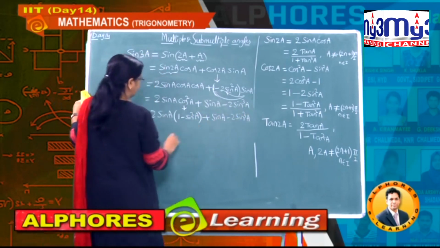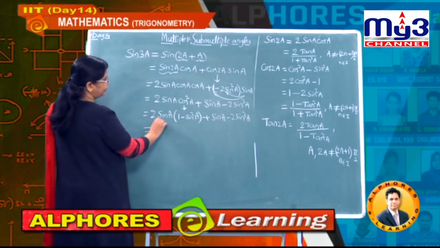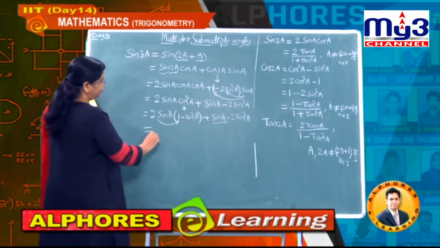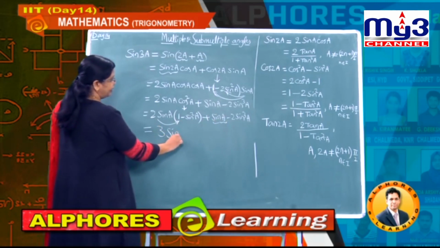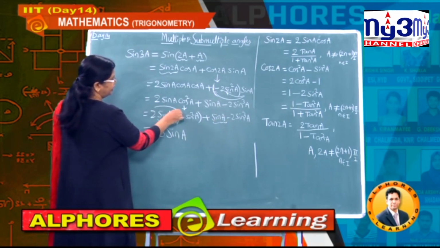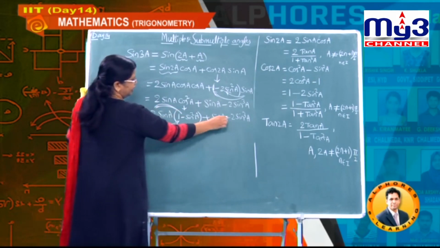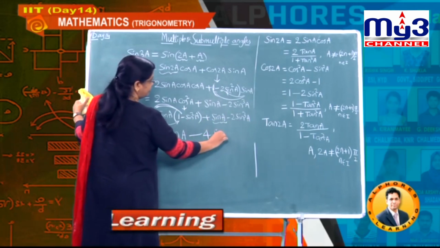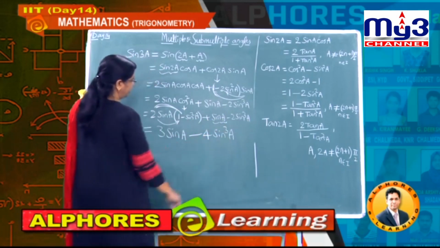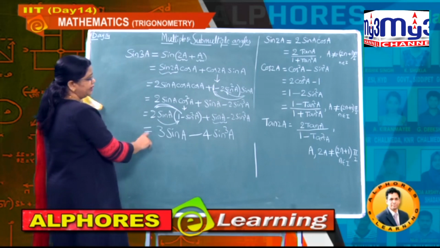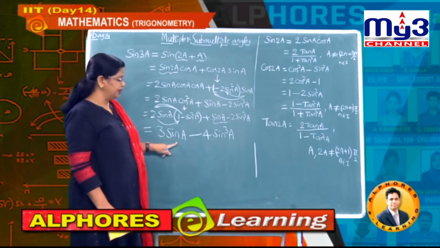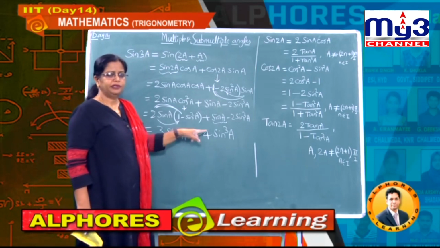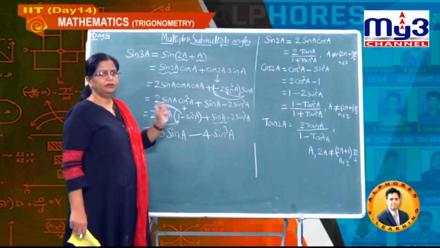Then let us multiply here 2 sin a, and plus this sin a, therefore it will become 3 sin a. After that minus 2 sin cube a and minus 2 sin cube a, it will become minus 4 sin cube a. Therefore you got sin 3a equal to how much? 3 sin a minus 4 sin cube a. So this is the formula for sin 3a.